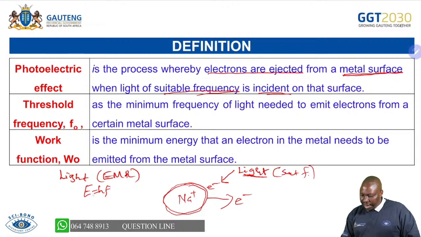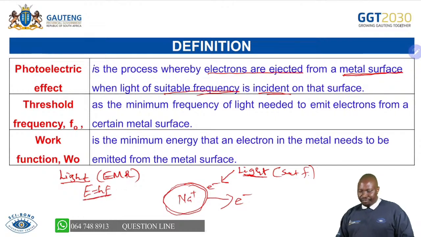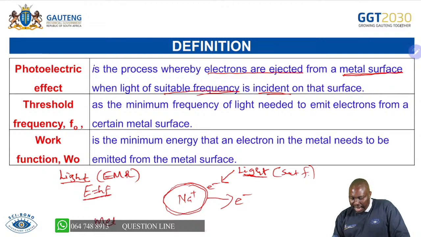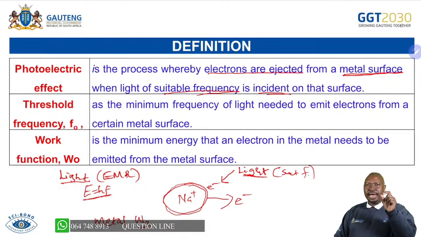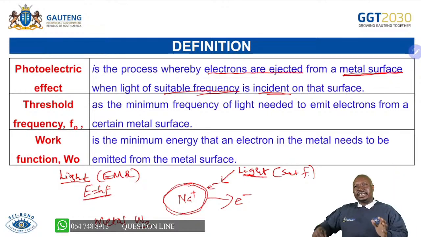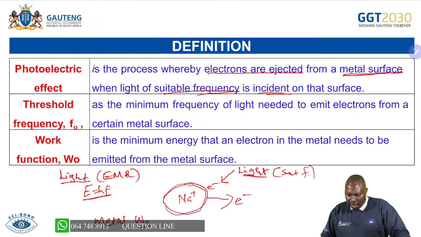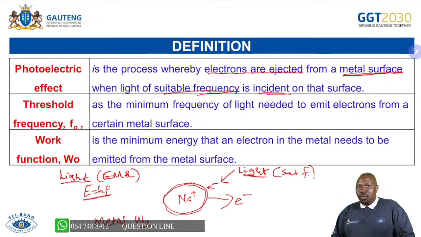Now when we show this light, or when we bombard the metal surface, we are saying the light has its own energy, which is given by hf. But we have a metal here, and the metal has a work function. So there are two energies that we're going to compare: the energy of light versus the energy of the metal itself, which is the work function.